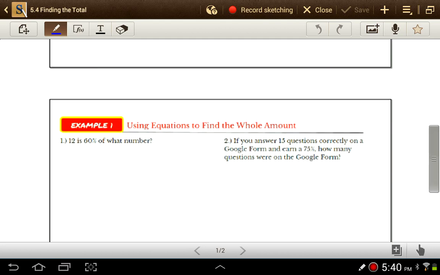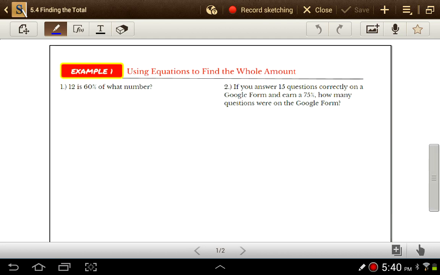In example 1, we're going to be using equations to find the whole amount. So again, we have to remember that the part is associated with the word "is", and then we have our percent that is in there. And the percent's the one that has a percent sign, so that one's easy to find. Okay, so to find this using an equation, we're going to take the part, which is the 12, and we are going to divide that by our percent. Now remember, when we do percent, we need to convert that percent to a decimal.